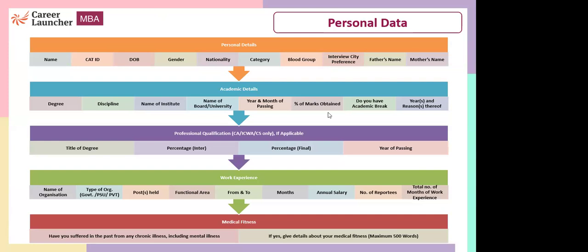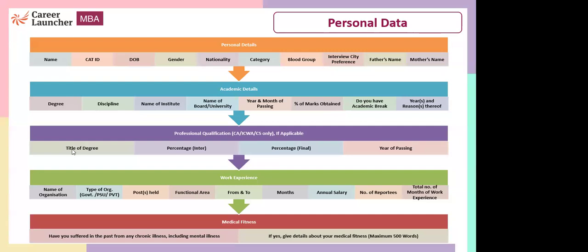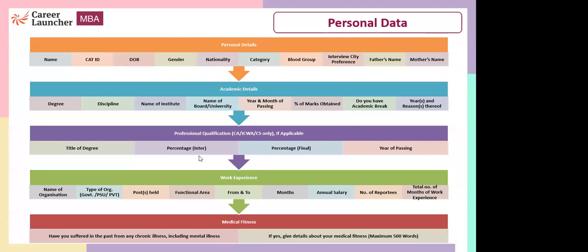The year and month in which I passed my CA Intermediate, or the probable year in which I will complete my degree? No, when you have completed that, means the degree or Intermediate. See, percentage inter, percentage final. Percentage final you don't know yet, right? Yes, ma'am. You know only inter. So final is not there.